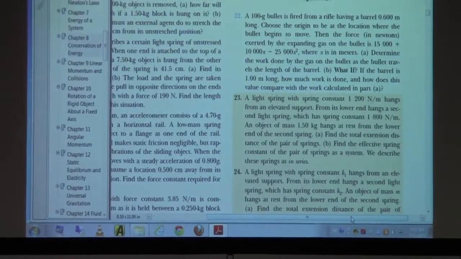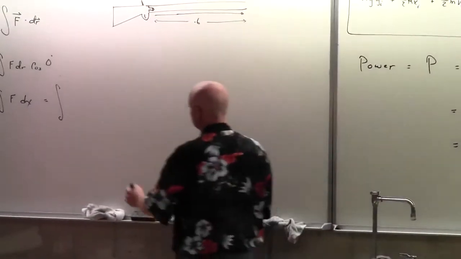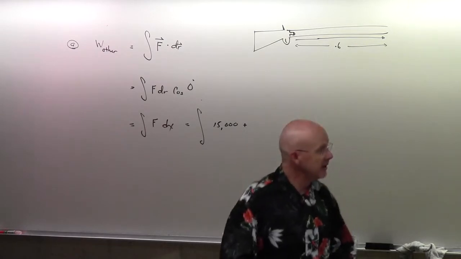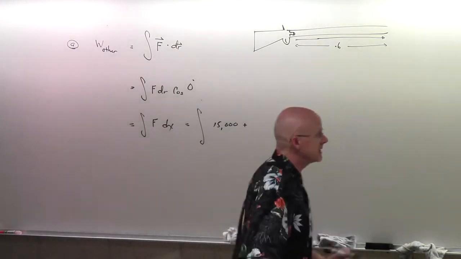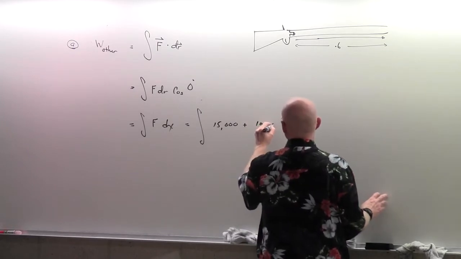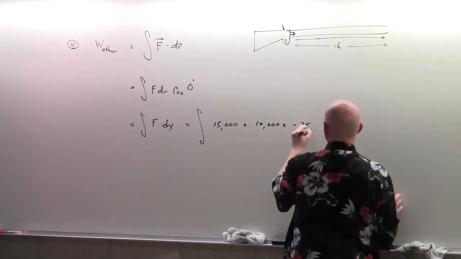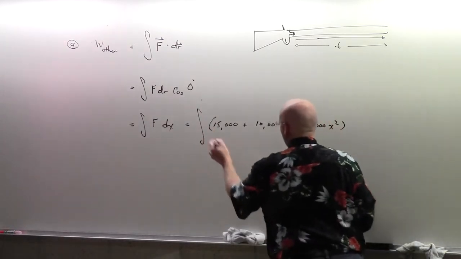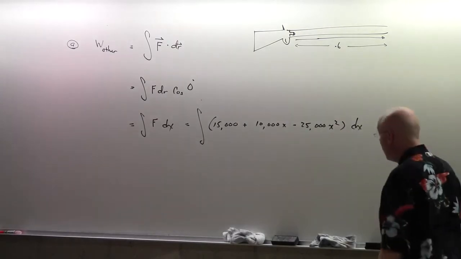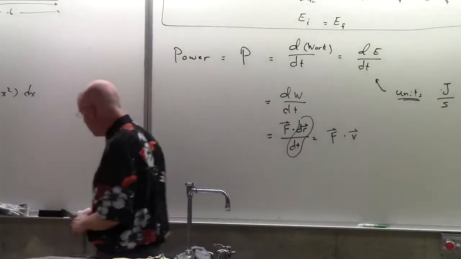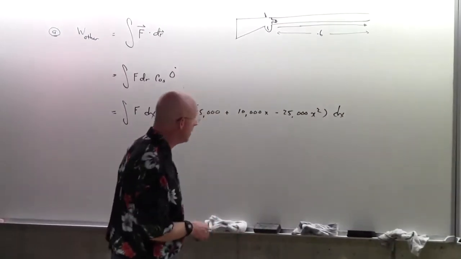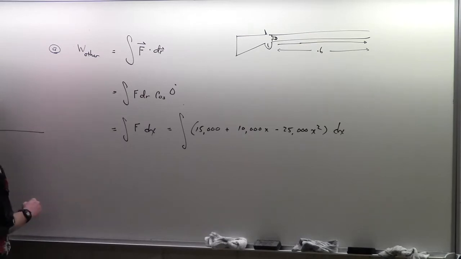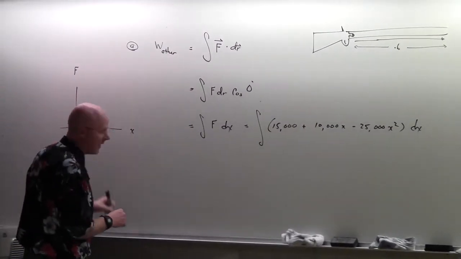And so they got a 15,000 plus, or was it a minus? It's a plus 10,000. And it's 10,000x, right? Yeah. And then minus a 25,000 x squared. And you could probably actually do this integral without even more thought about that equation. But that never sits well with me. And so I kind of like to think about what they are giving me.